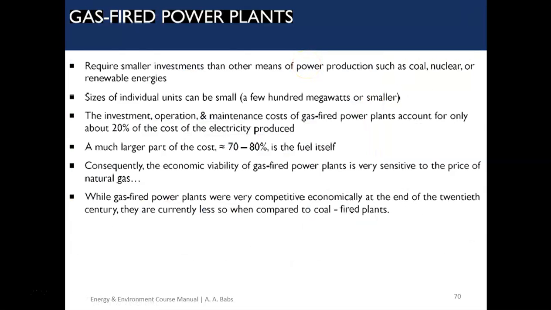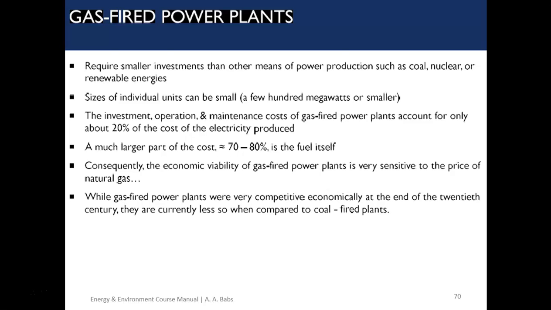The gas-fired power plants require smaller investments than other means of power production, such as coal, nuclear, or even the renewable energies. Again, the size of individual units can be small. The investment, operation, and maintenance costs of gas-fired power plants account for only about 20% of the cost of the electricity produced. A much larger part of the cost is the fuel itself, which is about 70 to 80%.